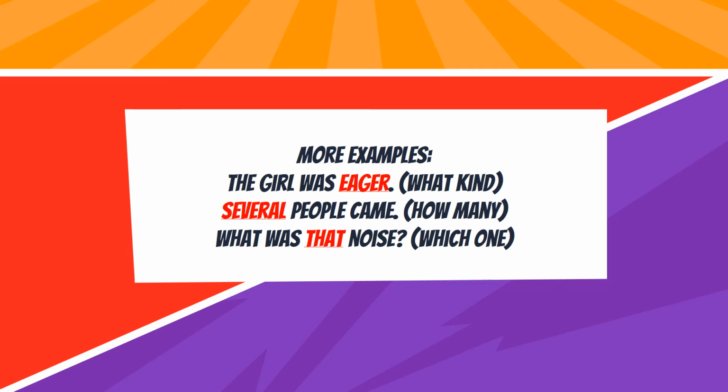Let's look at two more examples. The girl was eager. Eager here is the adjective. It tells us what kind. Several people came. I'm telling you here how many people. The last one, what was that noise? I'm asking which one, which noise, that noise.